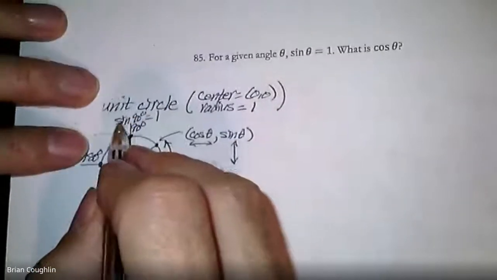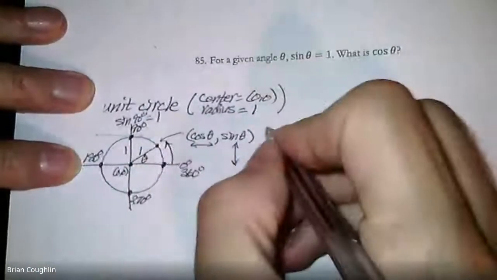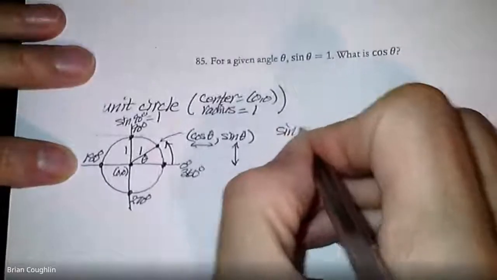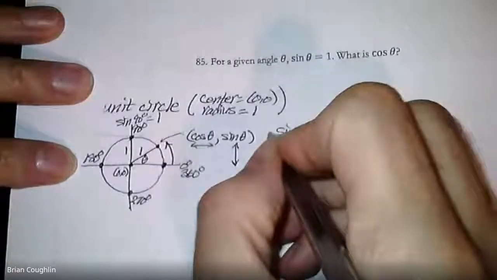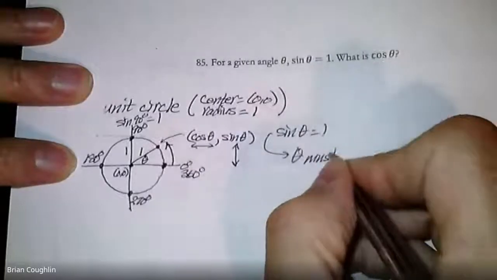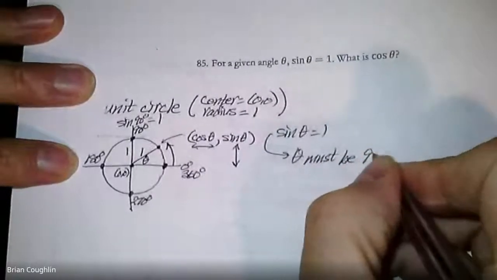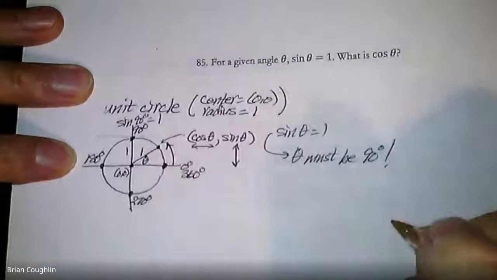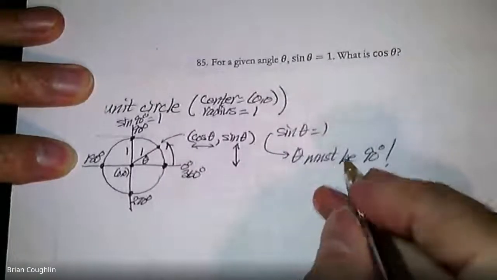So if the sine of theta is 1, then theta, let me just put it this way. If the sine of theta is 1, the theta must be 90 degrees. I mean, that's kind of an interesting discovery.